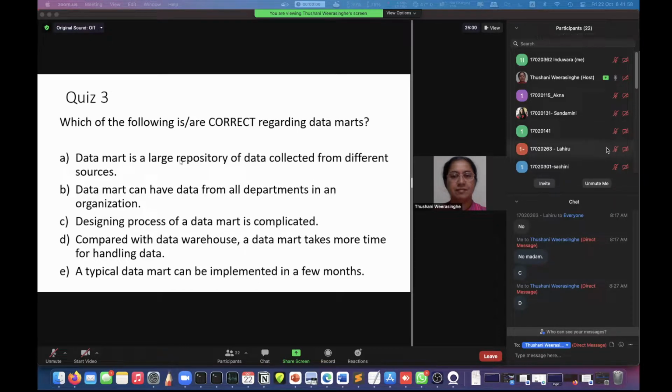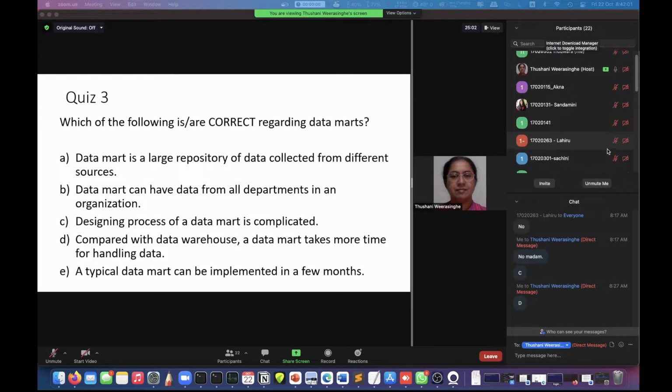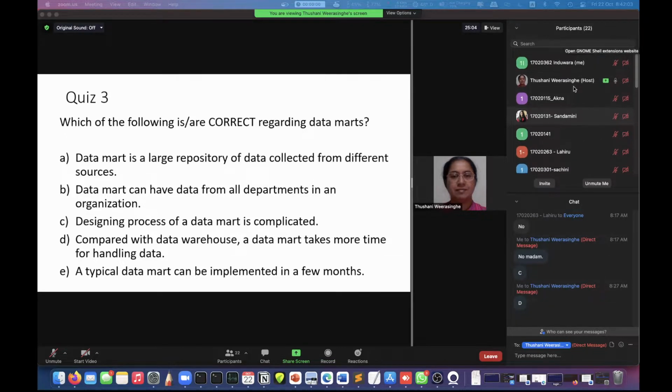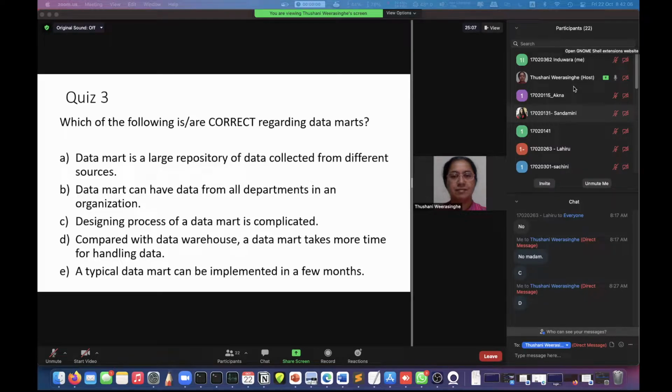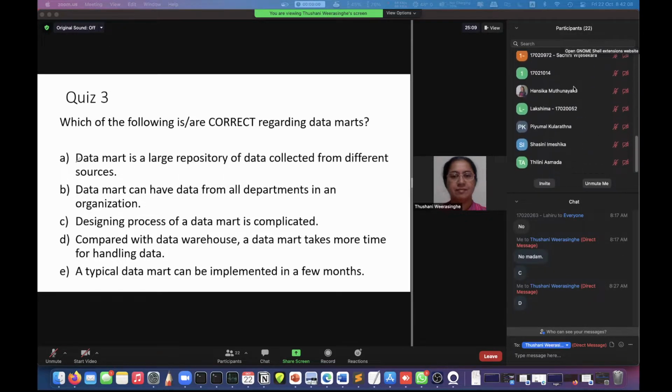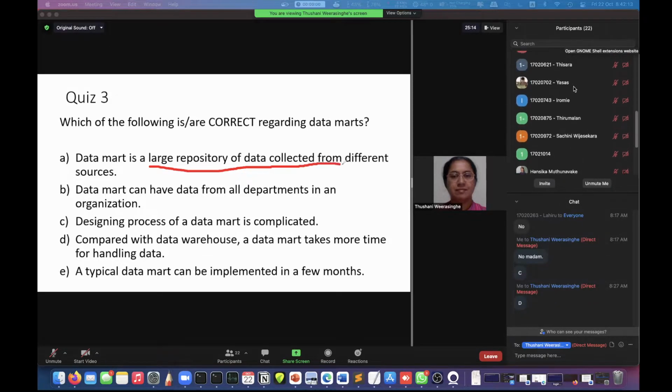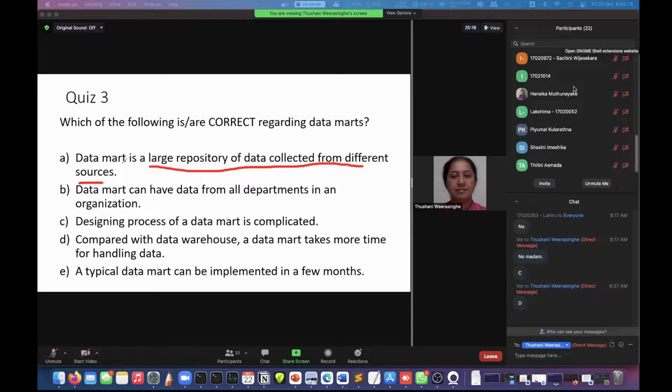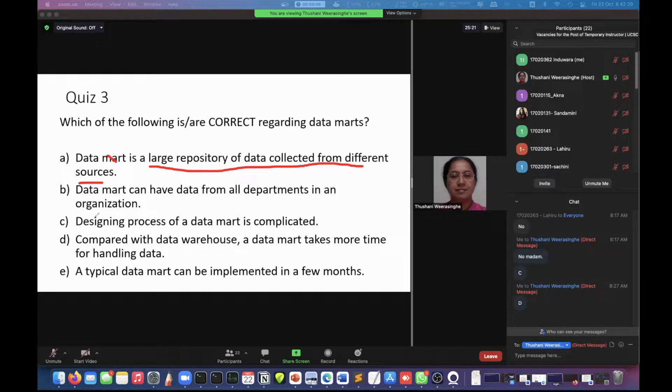Yes. So now, here, data mart is a large repository of data collected from different sources. This is what it says in the first one. Data mart is not a large repository of data collected from different sources. This refers to data warehouse, not mart. Okay, data warehouse. And data mart can have data from all departments in an organization. This is also not about this, that's about data warehouse. Design process of a data mart is complicated.